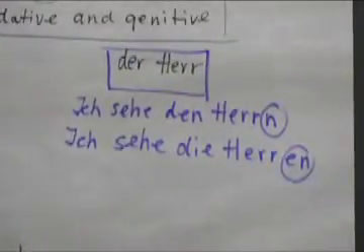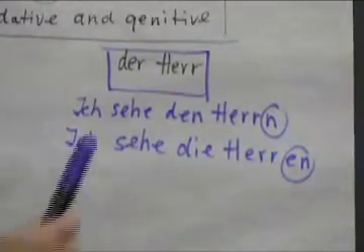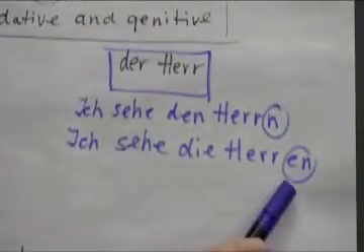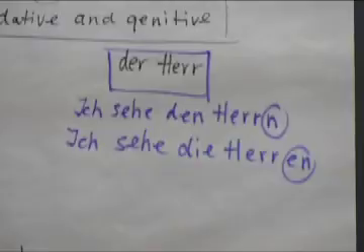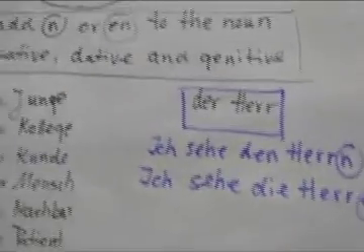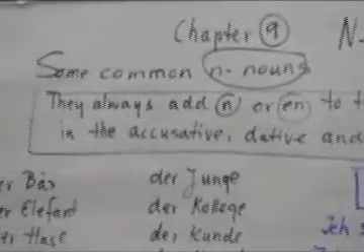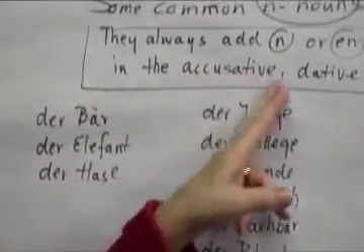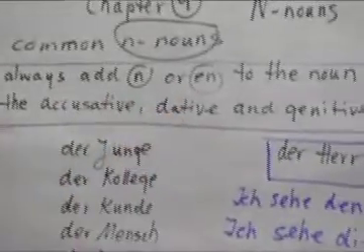That's why I singled it out. In the singular, it just gets an N. In the plural, it has to add an EN. This is not very difficult. It's a very easy concept. Just memorize the words. You probably know most of them already. And remember that they add N or EN in the accusative, dative, and genitive case.